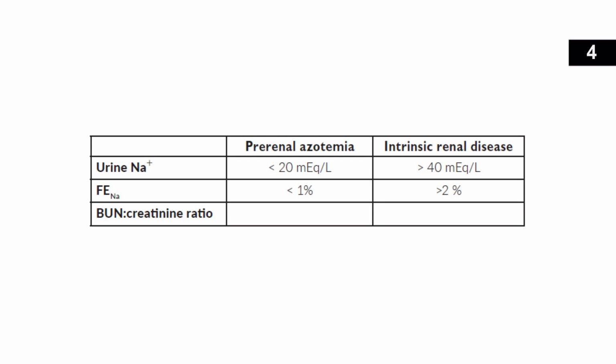Another potentially useful lab for differentiating pre-renal from intrinsic renal disease is that in pre-renal disease, the ratio of BUN to creatinine is usually high, greater than 20 to 1. In addition to reabsorbing sodium, the kidneys will reabsorb more urea in pre-renal disease, so that BUN to creatinine ratio is higher. Definitely know that. In intrinsic renal disease, the ratio is in the range of 10 to 1 or 15 to 1. Normal BUN is around 10 to 14, and normal creatinine is around 1. So the normal BUN to creatinine ratio is 10 or 15 to 1.